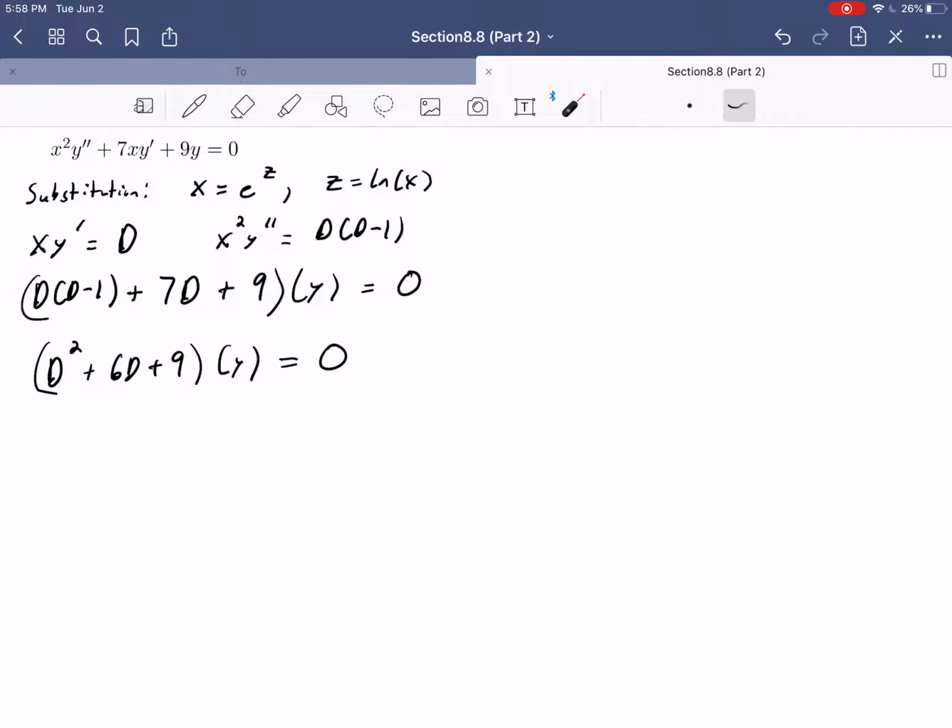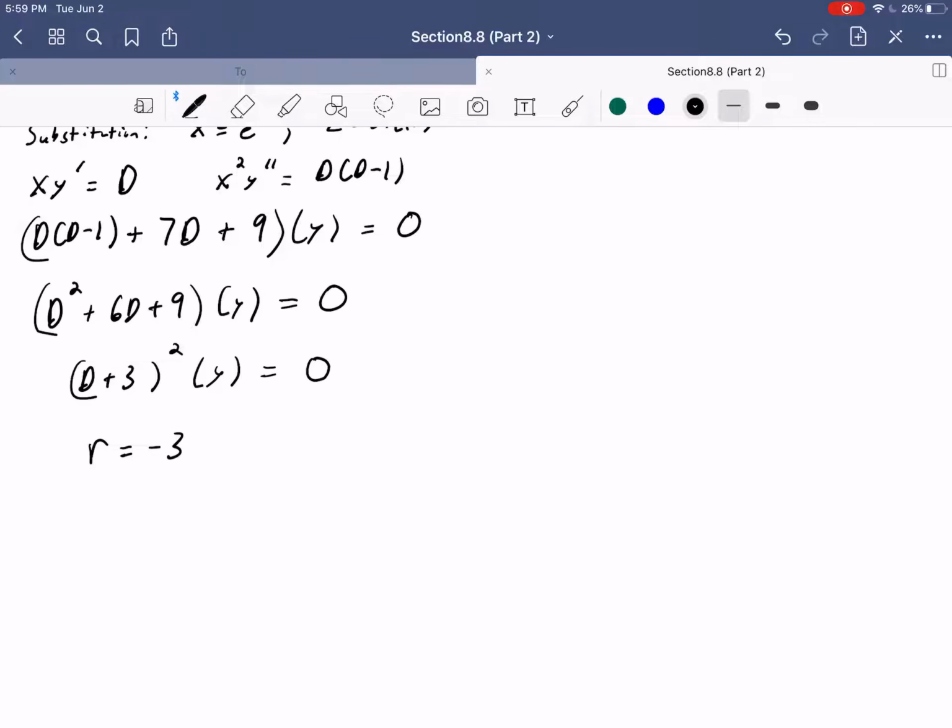And then if we think about the corresponding polynomial, we'd be thinking about r squared plus 6r plus 9 equals 0. I don't know if we need to even do that. We can probably just see the factorization immediately. This is (D plus 3) squared of y equals 0. So it looks like we get a root of negative 3 with multiplicity 2.